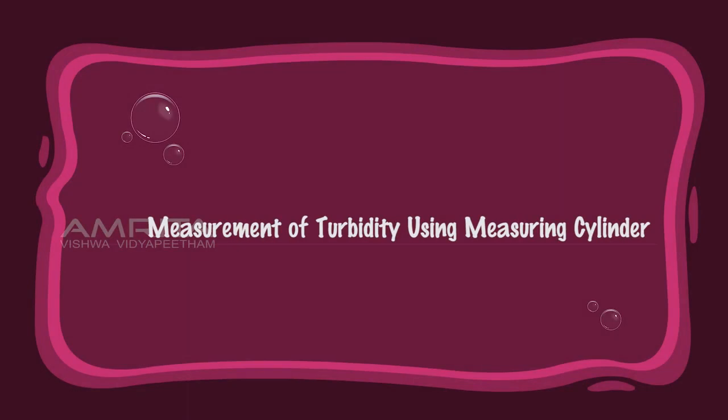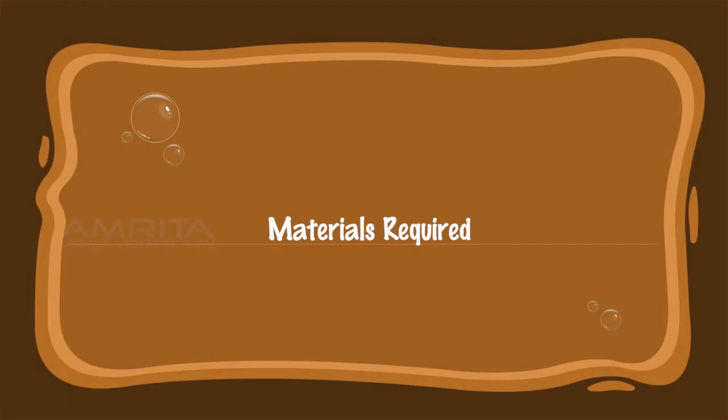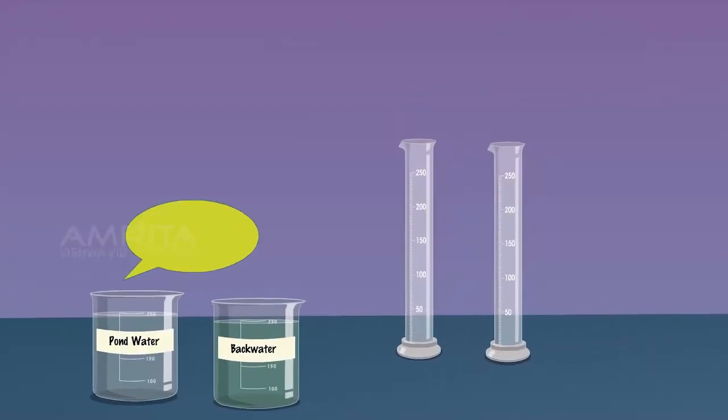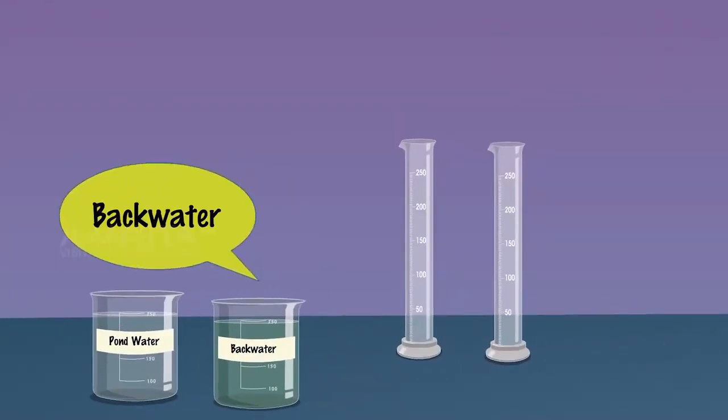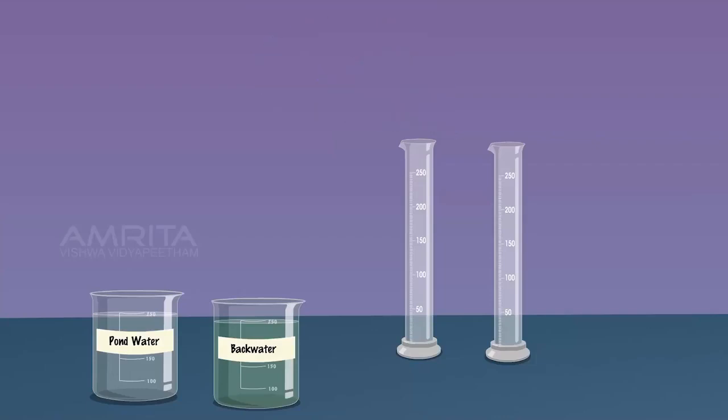Measurement of turbidity using the measuring cylinder. Materials required: water samples from pond water, backwater, and 250 milliliters measuring cylinders of the same height.